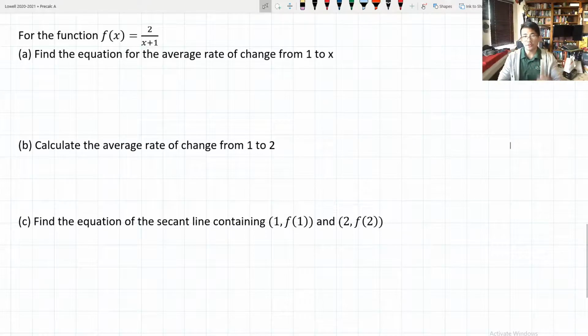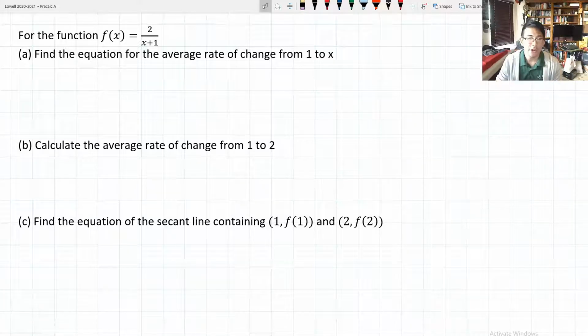Alrighty folks, so in this video we're going to talk about an example of calculating the average rate of change. And so I think actually calculating the average rate of change itself is not really the tricky part. The tricky part is this first question here actually. So let's take a look at that. Our function that we're looking at here is f of x is equal to 2 over x plus 1.